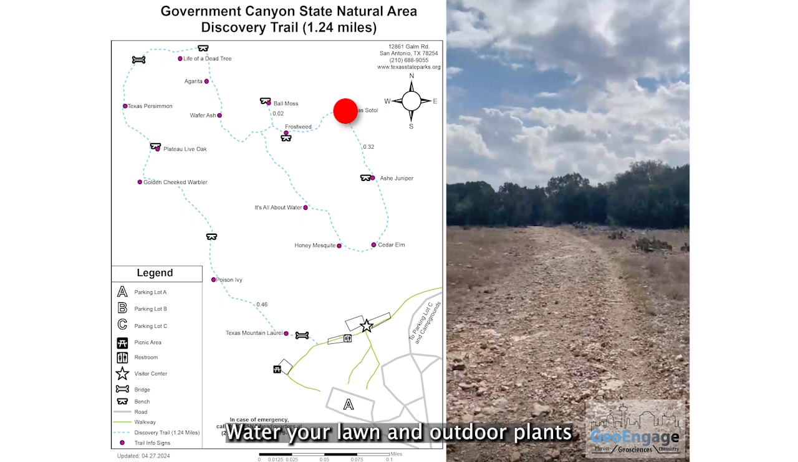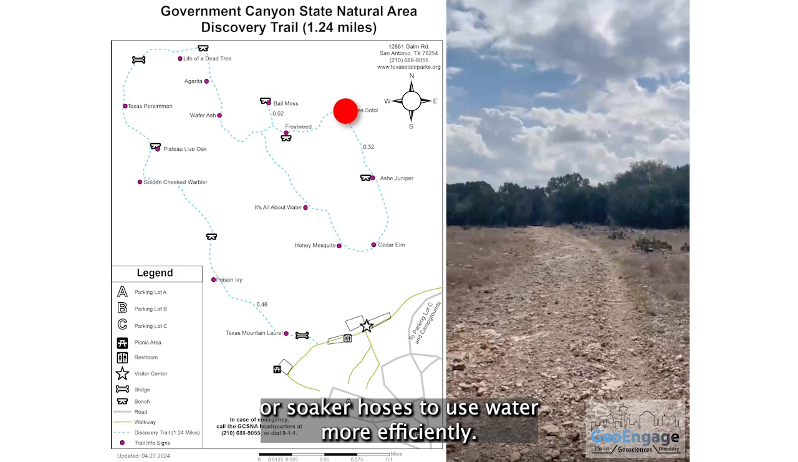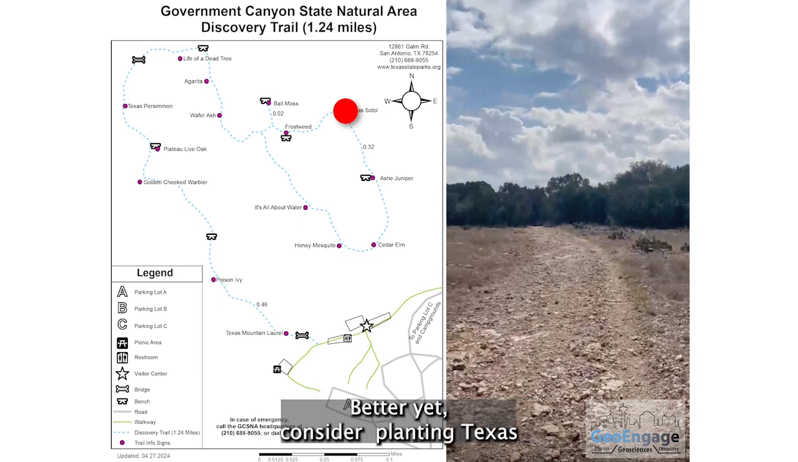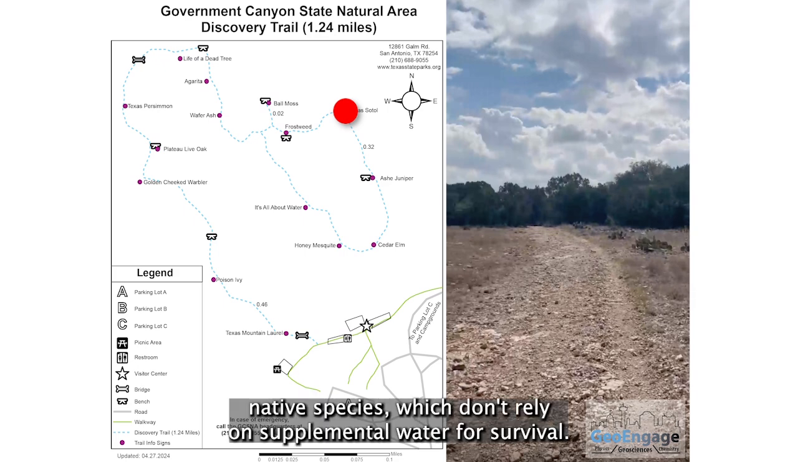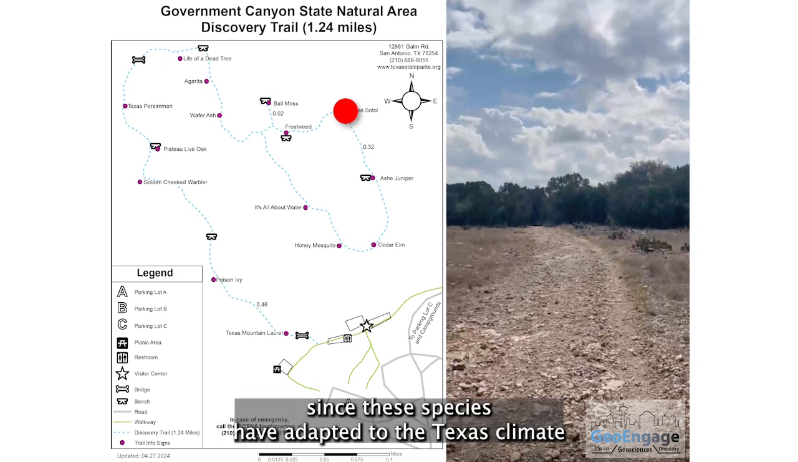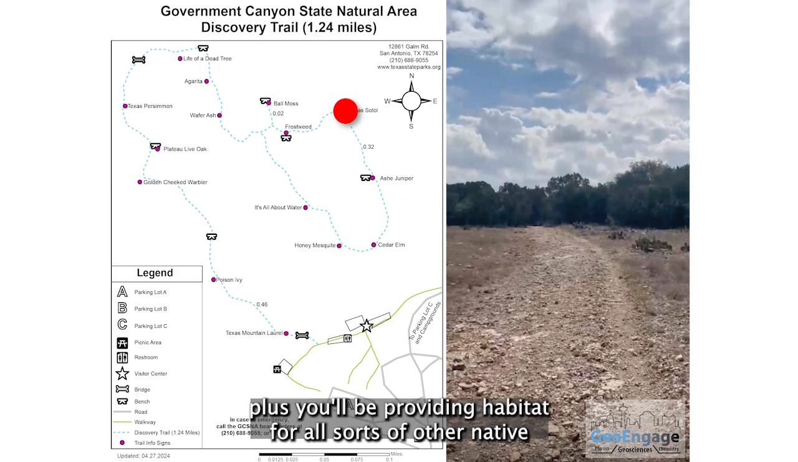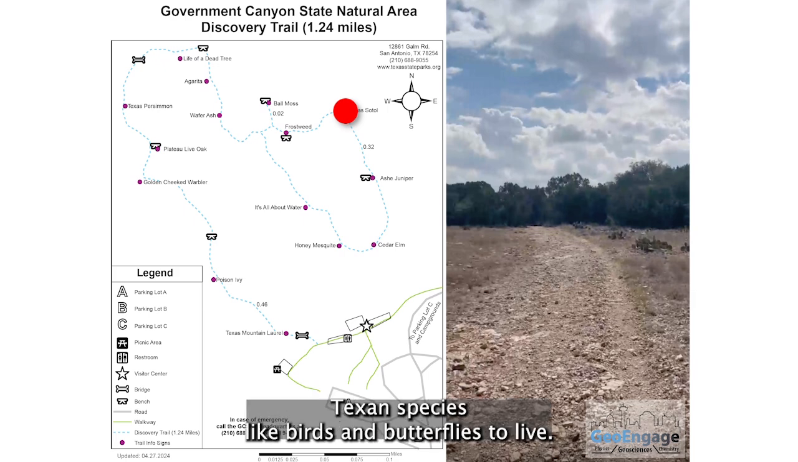Water your lawn and outdoor plants early in the morning, and consider setting up a drip irrigation system or soaker hoses to use water more efficiently. Better yet, consider xeriscape. By planting Texas native species which don't rely on supplemental water for survival, you will be able to use little to no water to maintain these plants in your yard, since these species have adapted to the Texas climate and are drought tolerant. Plus, you'll be providing habitats for all sorts of other native Texas species, like birds and butterflies, to live.